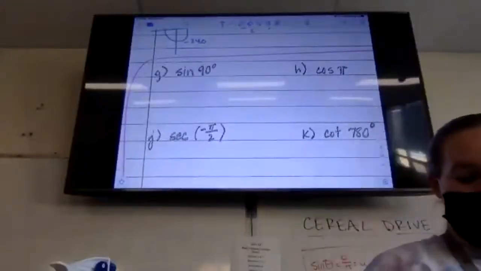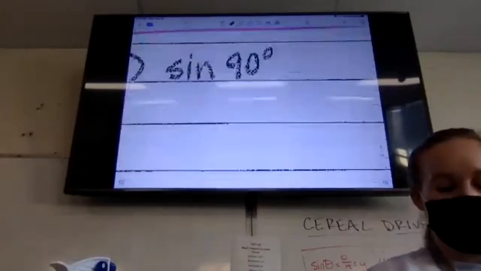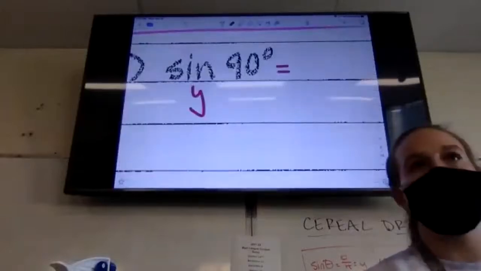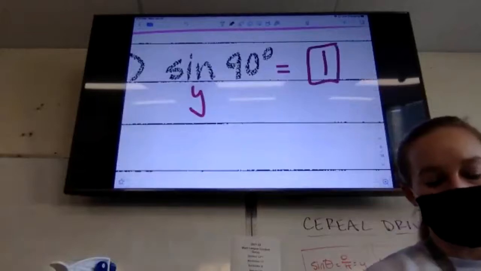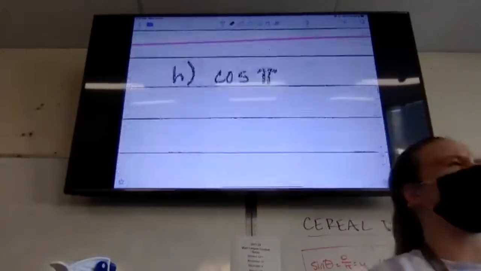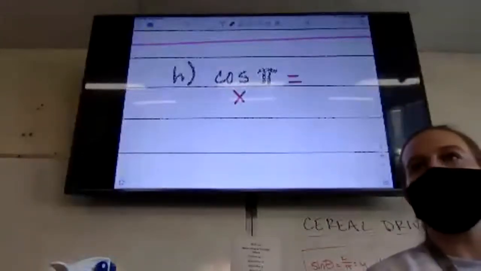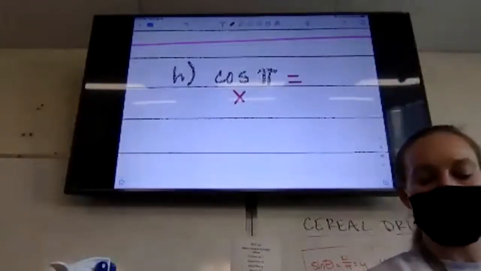All right, so guys, sine is which variable, X or Y? Y, good, and Y at 90 is 1, perfect. All right, what about, let's do cosine of pi. What's cosine in terms of X and Y? X at pi is -1, very good.